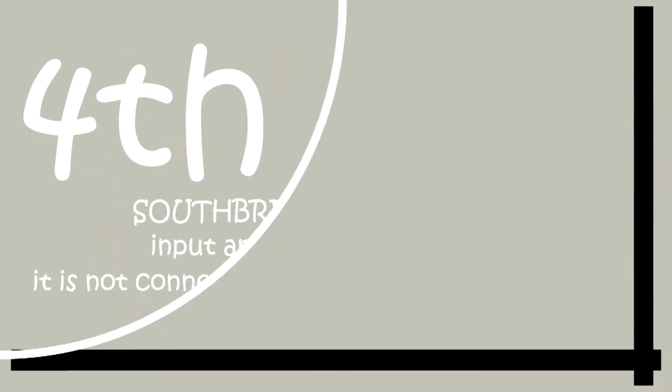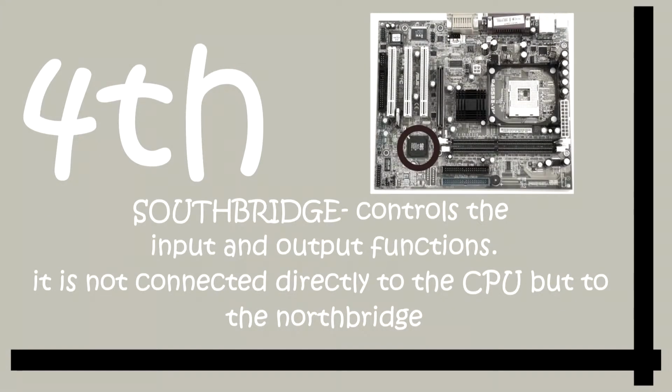Next to this is a second chip. The second chip controls the input and output functions. It is not connected directly to the CPU, but to the North Bridge.